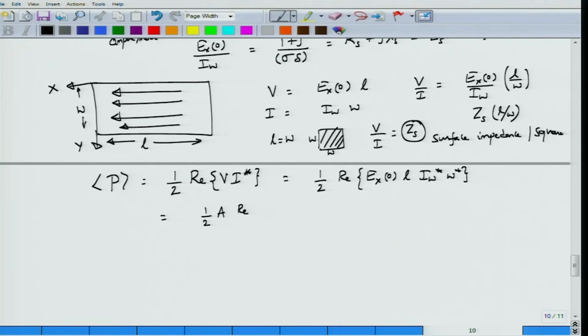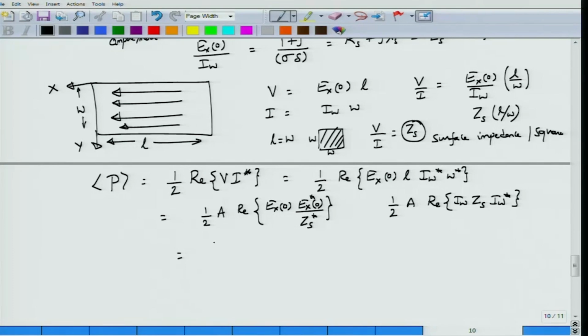So I will actually be able to write this down in two ways. One would be to write this as Ex(0), and then write I_W as Ex complex conjugate of 0 divided by Zs complex conjugate. Or there is another form, where I substitute for Ex and write this as the real part of I_W into Zs into I_W complex conjugate.